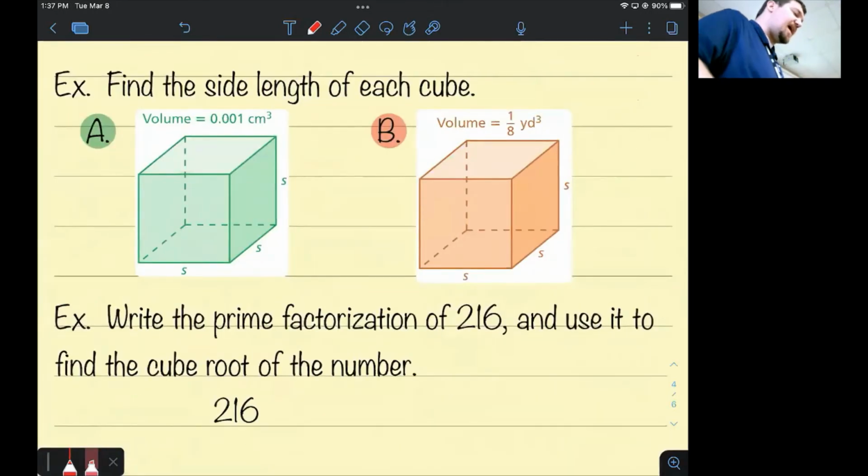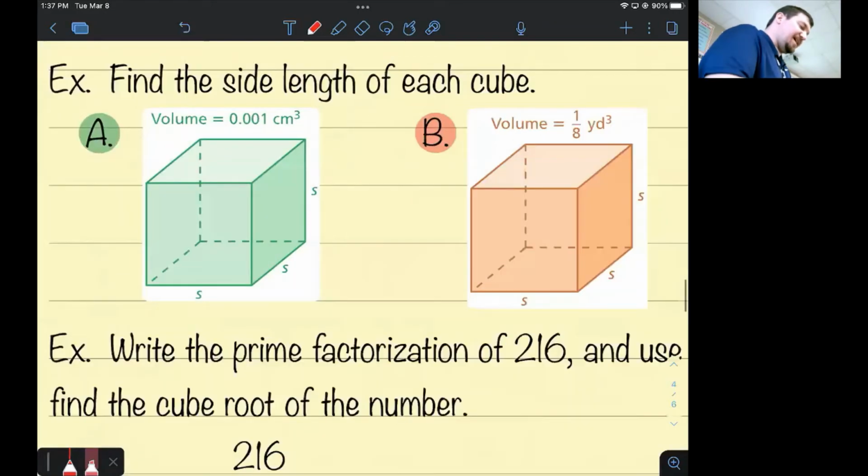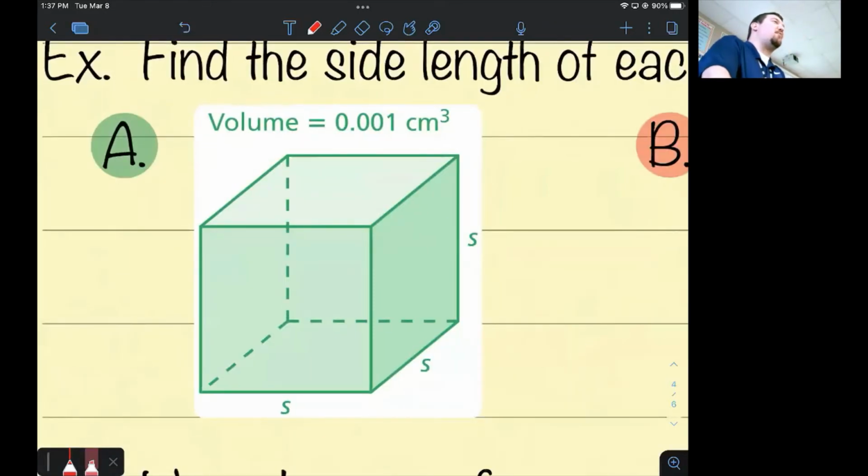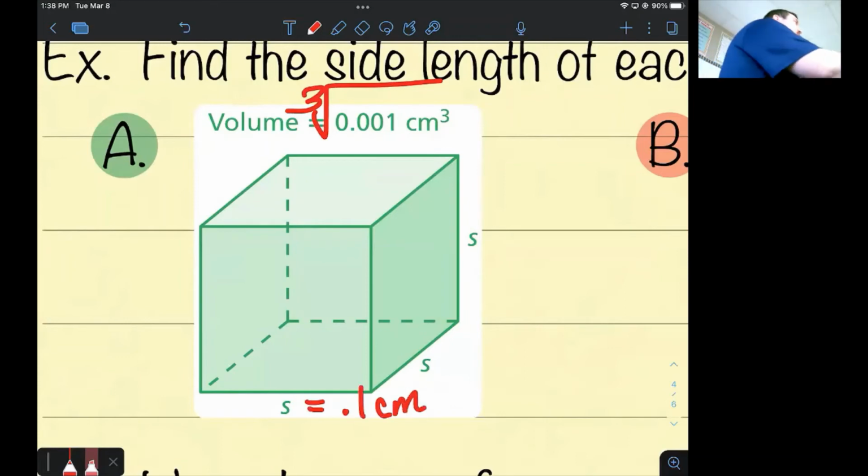All right, find the side length of each cube. It has a volume of 0.001 cubic centimeters. Cube root that. Sky? 0.1. 0.1 times 0.1 times 0.1. 1 times 1 times 1 is 1, but the 1 decimal place times the other decimal place times the other decimal place means I need 3 decimal places. So 0.001 is the volume.